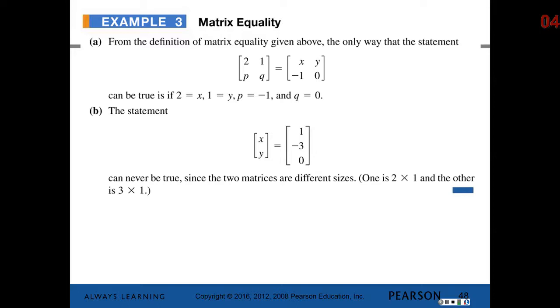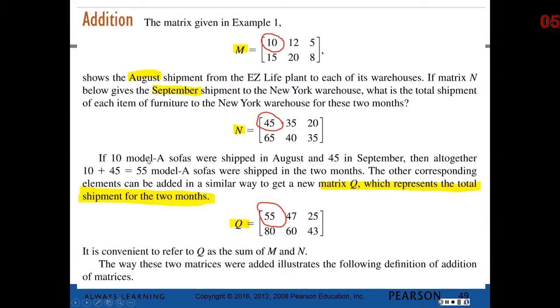The statement that the matrix XY, which is 2 by 1, is equal to 1, negative 3, 0 can't ever be true because there are not enough elements in a 2 by 1 matrix to match up with the 3 by 1 column. There are too many entries in the column. We don't know what X and Y are. We would need 3 entries, X, Y, and Z. And hopefully some of this is fairly obvious just by looking at it.